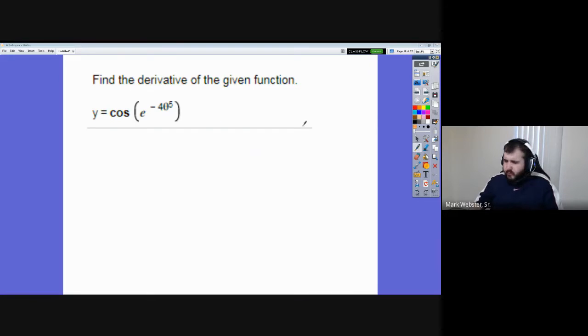All right, so one of the things that I've noticed people have a lot of trouble with is when you've got e to a thing. So first of all, let's take the derivative here. Again, it's the derivative of the outside times the derivative of the inside. So we've got the derivative of cosine, which is negative sine. Times, now we're going to take the derivative of the inside. Well, the derivative of e to the anything is just e to the anything, right?